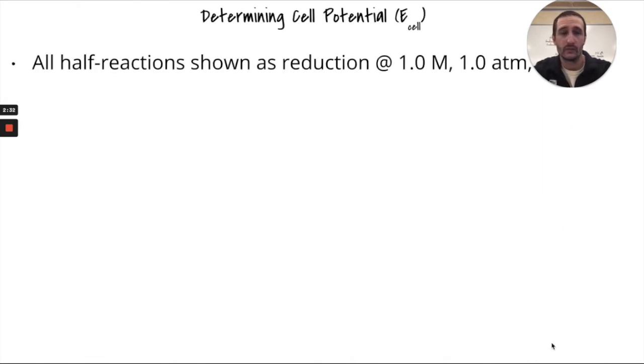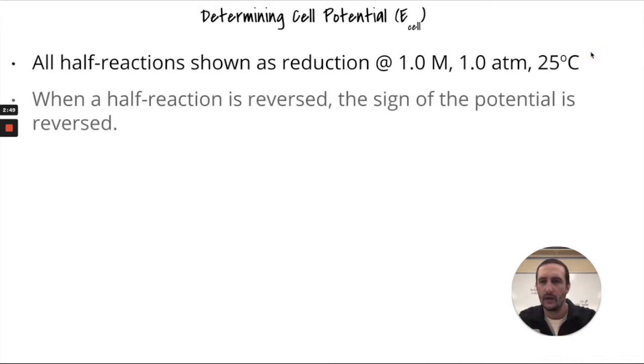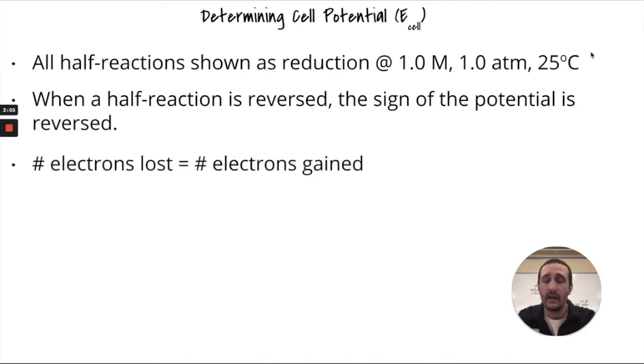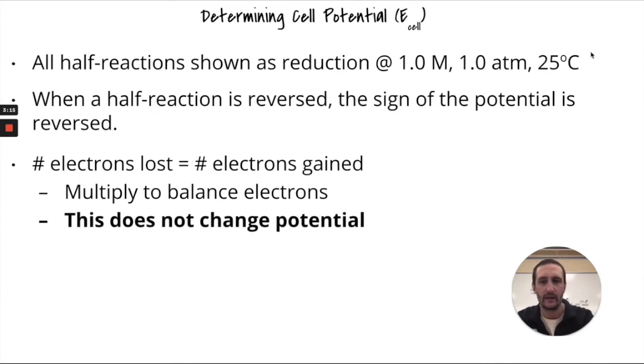So all half reactions are shown as reduction, and they're standardized, so that's why they're called standard reduction potentials at 1 molar, 1 atmosphere, and 25 degrees Celsius. When a half reaction is reversed, then the sign of the potential is also reversed. So if we know that something is actually oxidized, then we just flip that reaction and reverse the sign of the cell potential. In any redox reaction, the number of electrons lost has to equal the number of electrons gained. And so sometimes you have to multiply half reactions in order to balance the electrons, but this does not change the standard cell potential.